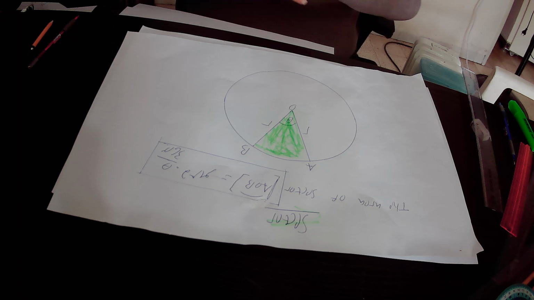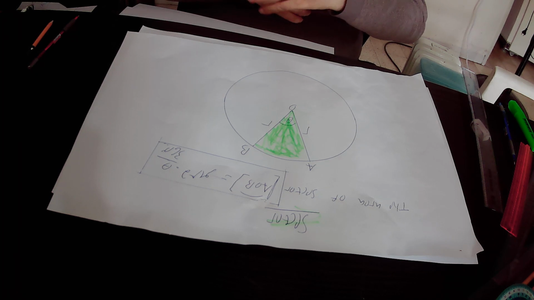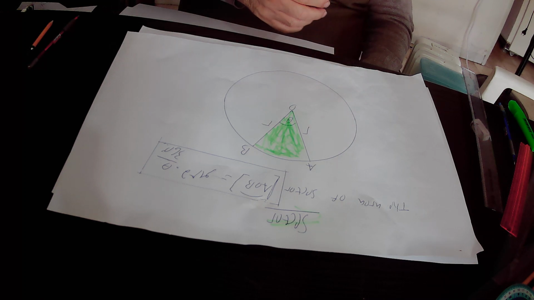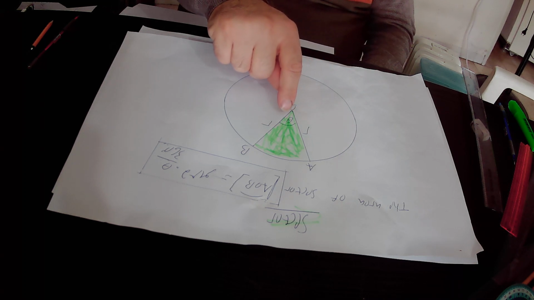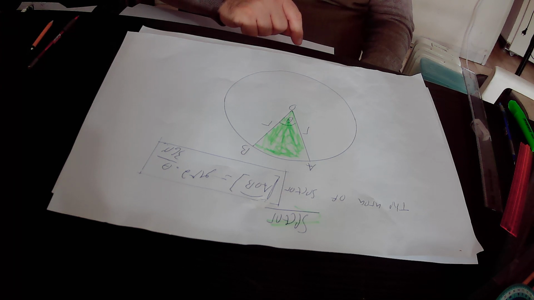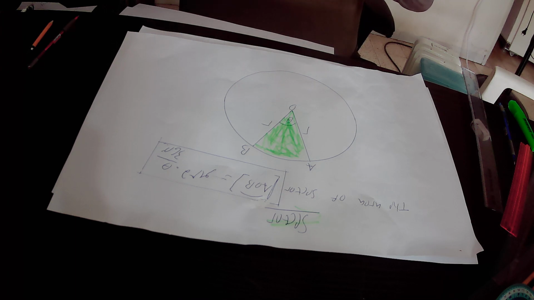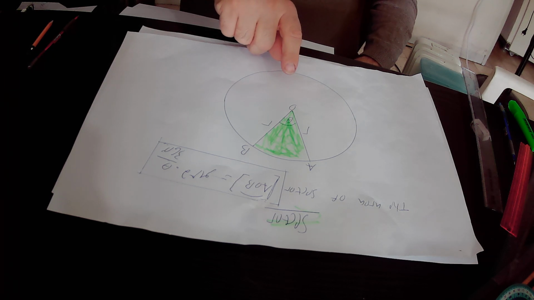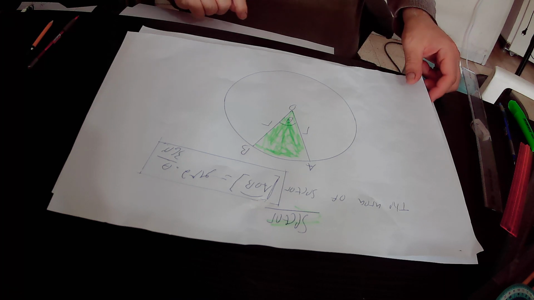So what is the area of this sector AOB? The area of sector AOB equals the area of the circle that contains the sector, that is pi r squared, times the angle between the legs of this sector, that is theta, over 360 degrees. Repeat again: the area of sector AOB, that could be any sector, equals pi r squared times theta over 360 degrees.